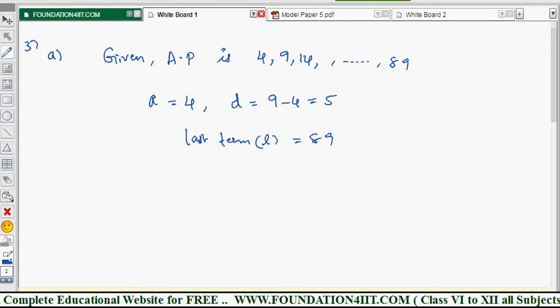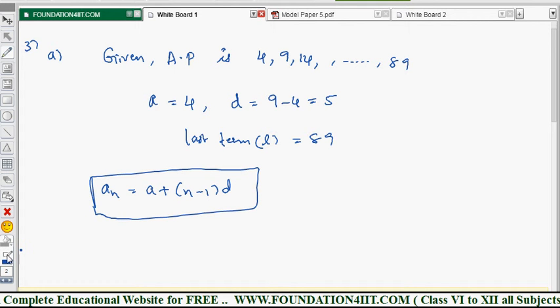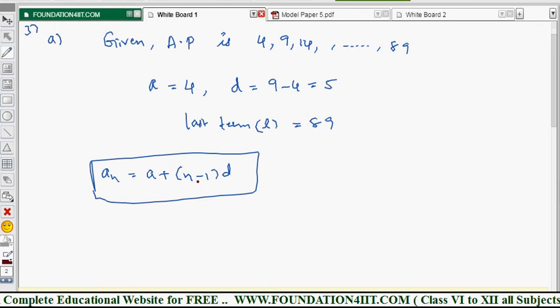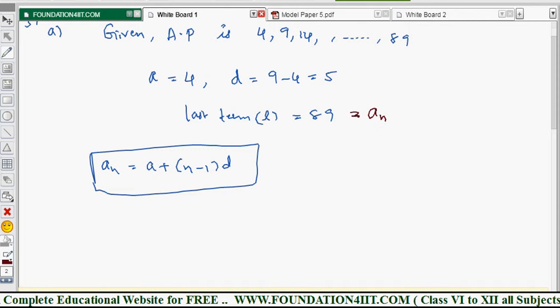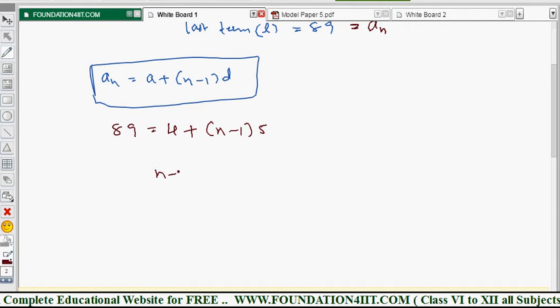So we can find the nth term. We need to find the N value before solving. We know the formula: An is equal to A plus N minus 1 into D. Let us apply this formula and find the number of terms. An is the last term, 89. So 89 is equal to 4 plus N minus 1 into 5. Then N minus 1 into 5 is equal to 89 minus 4, so 85. Then N minus 1 is equal to 85 by 5.